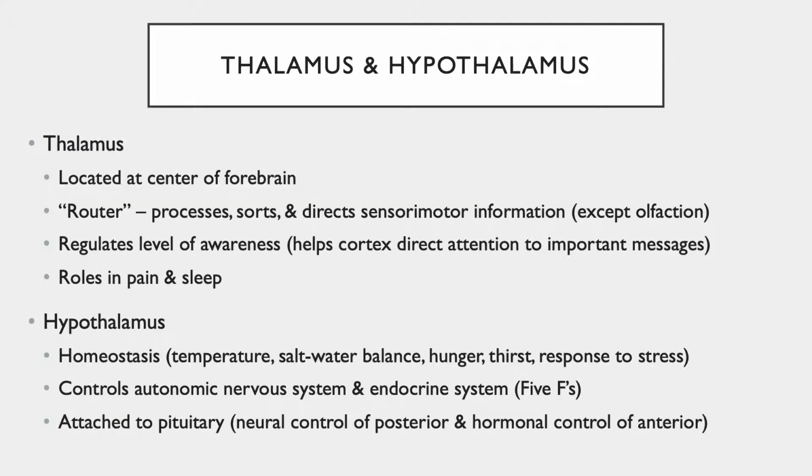Moving on to the thalamus and hypothalamus. The thalamus is essentially located at the very center of the forebrain. Those of you who understand the basic functions of a router can use that as a helpful analogy for understanding the functions of the thalamus. It helps to process, sort, and direct all sensory motor information, with the exception of olfaction, which refers to the sense of smell.